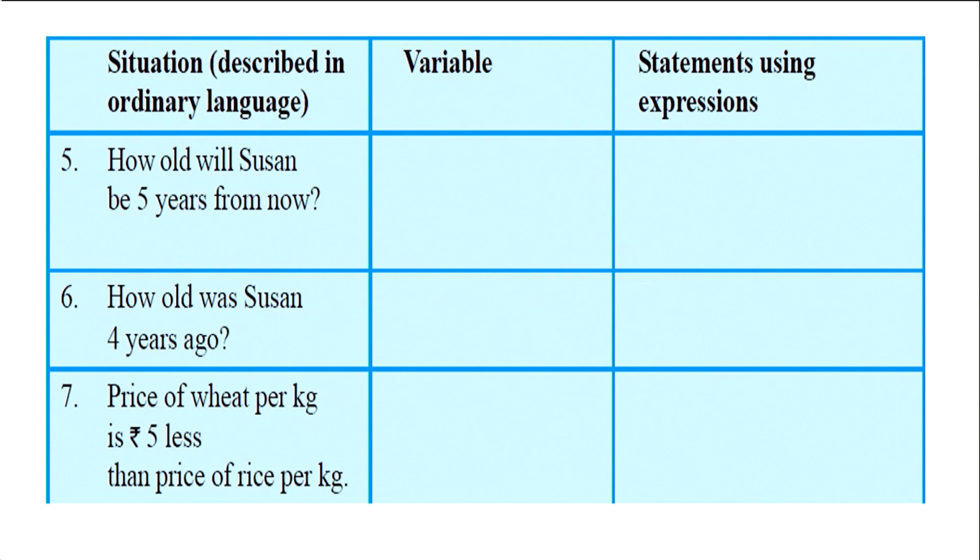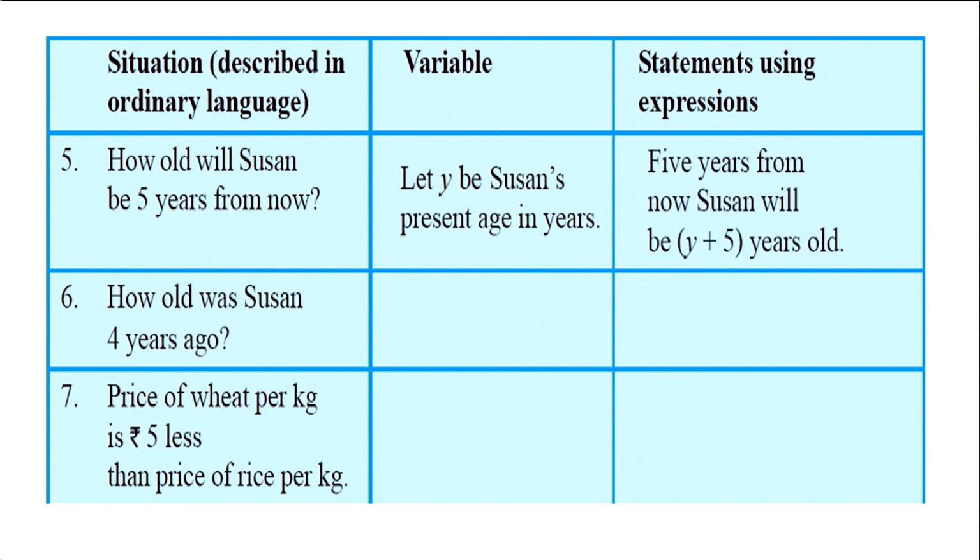Understand the situation. How old will Susan be 5 years from now? We do not know Susan's age. Let us consider Susan's age to be y years. Then what about after 5 years? Yes, definitely her age increased by 5 years. That is why we can write, 5 years from now Susan will be y plus 5 years. If you are 10 years now, what is your age after 5 years? 10 plus 5, 15 years, like that. So, if we consider Susan's age as y years, then after 5 years she will become y plus 5.